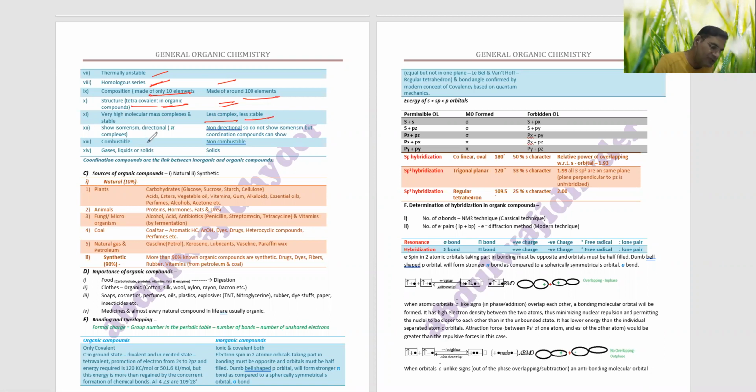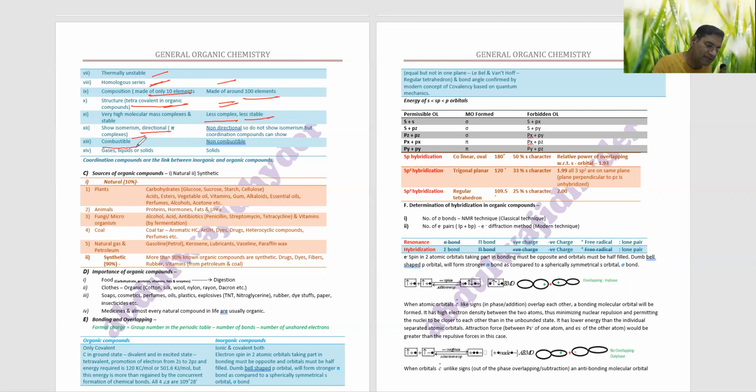Organic compounds show isomerism because the pi bond is directional in nature, while in inorganic compounds, ionic bonds will be there, and that ionic bond generally will be non-directional. So ionic compounds will not show isomerism, but covalent inorganic compounds will also show isomerism.